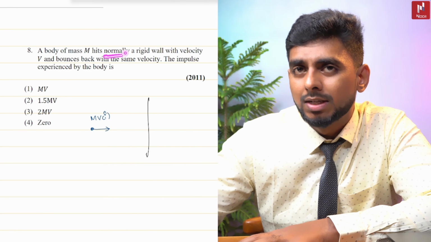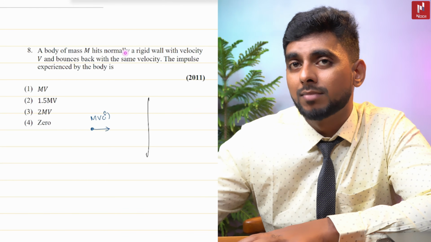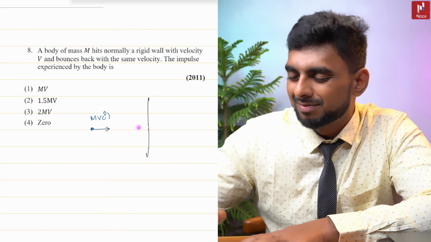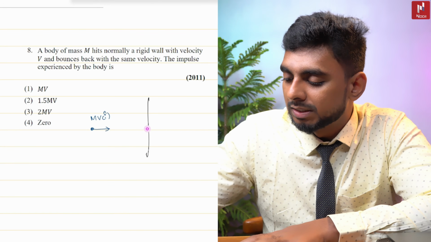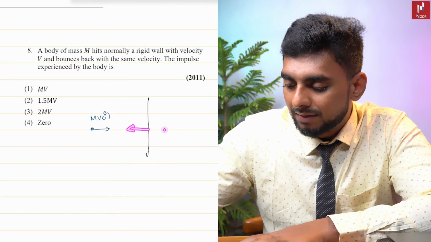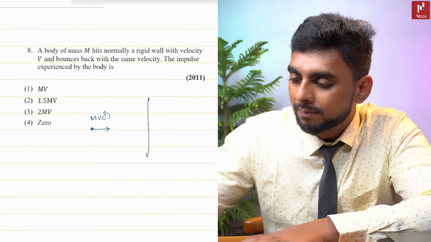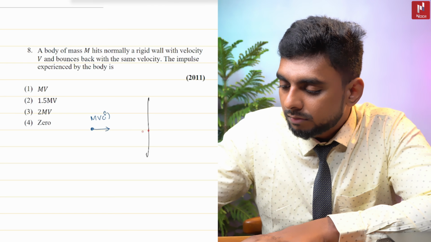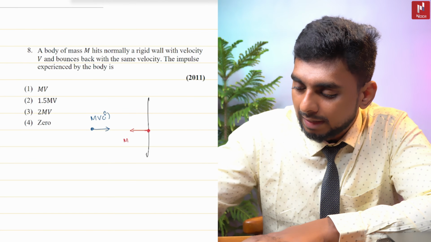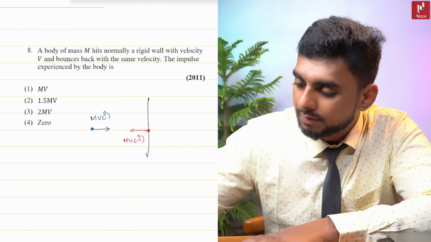So whenever it hits normally, it bounces back in the same line itself. It's a kind of one-dimensional motion, therefore no vector stuff comes into the picture. Here it hits and bounces back in the same line, so the final velocity will be minus mv i cap. So this stuff is done, right?